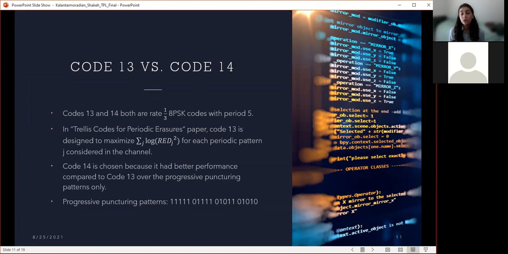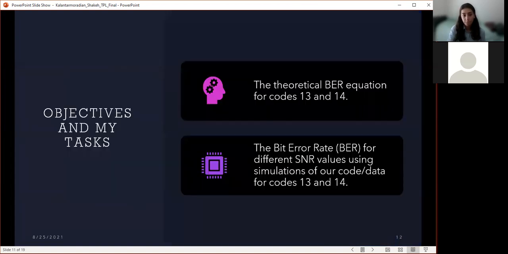considered in the channel. And code 14 was chosen because it had better performance compared to code 13 over progressive puncturing patterns only. And here's an example of a progressive puncturing pattern. So if we start with five ones, we progressively puncture the first bit, then the third bit, then the fifth bit.